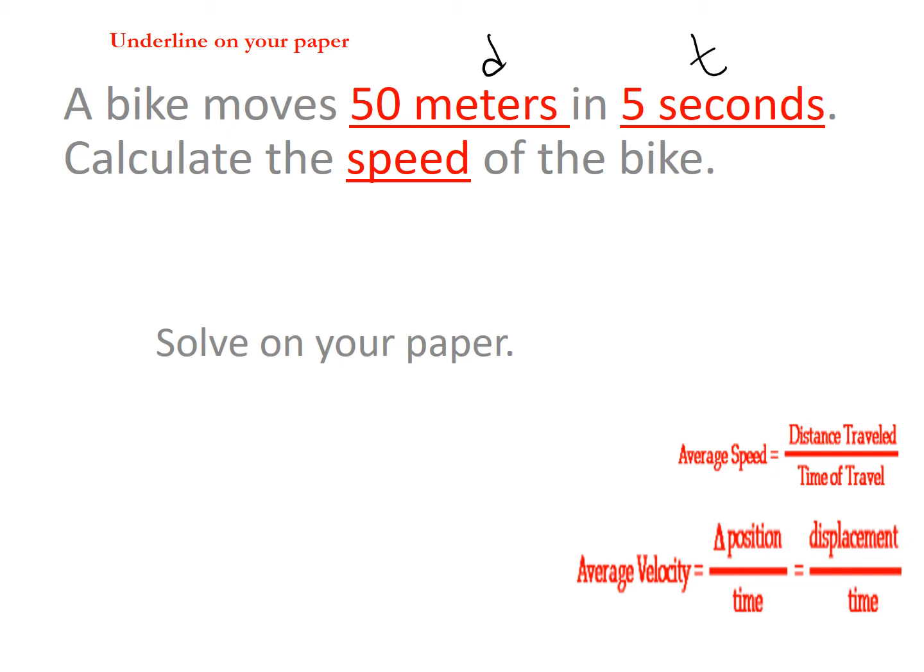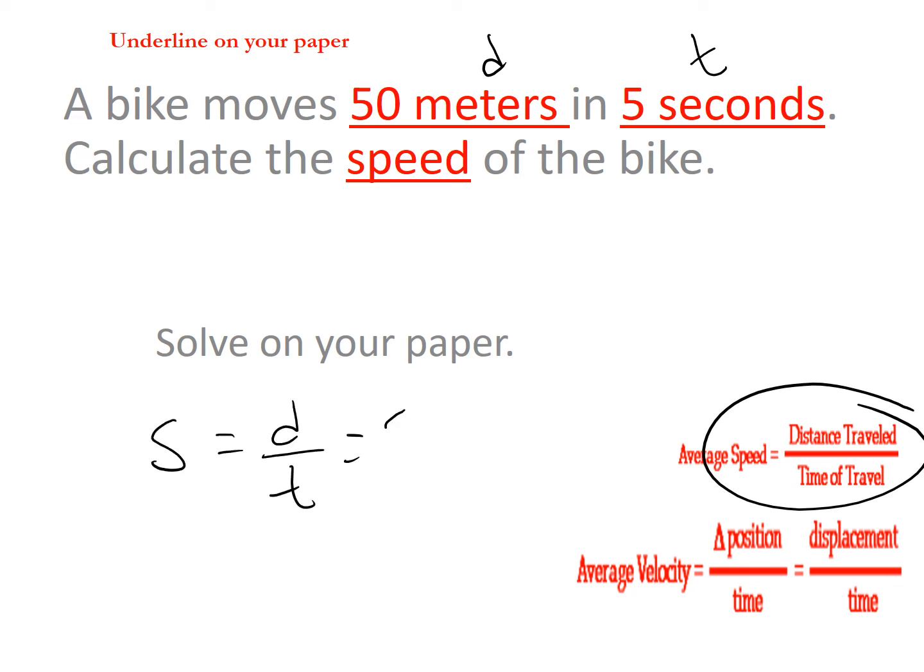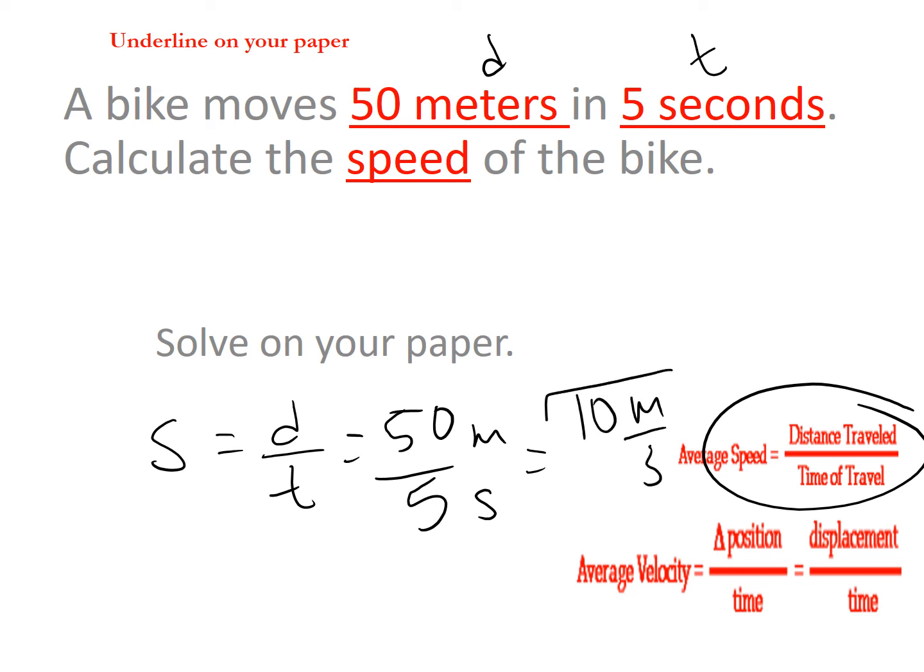Okay, so speed is distance over time. So it would just be 50 divided by 5, meters over seconds, which equals 10 meters per second. Speed does not have a direction, so it's just 10 meters per second.